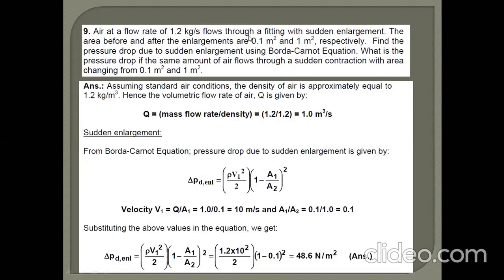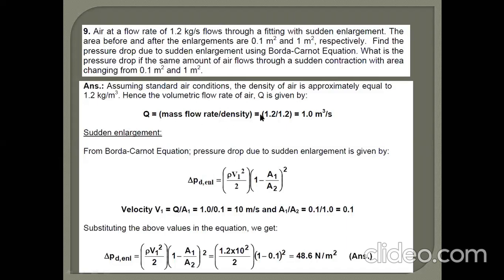So this is a numerical of sudden enlargement, and at the end they ask to find the pressure drop if the same quantity of air flows through a sudden contraction. The amount of air, everything is the same, but instead of enlargement, if sudden contraction takes place, then we have to find out the pressure loss.